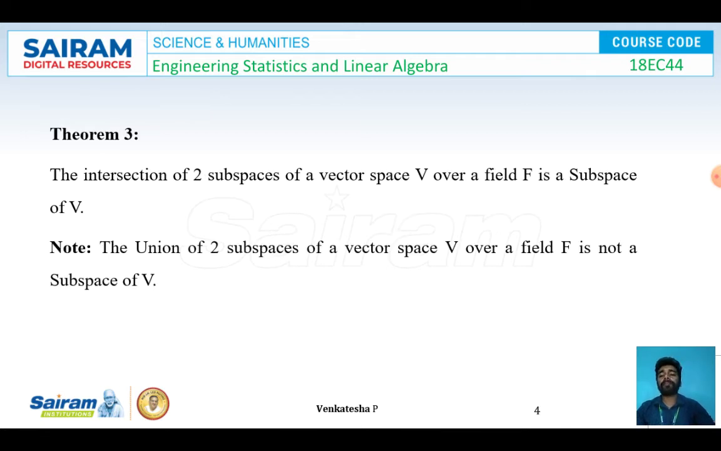Theorem number 3. The intersection of two subspaces of a vector space V over a field F is a subspace of V. For example, I am taking two subspaces S and T. The intersection S intersection T is also a subspace of the vector space V. A small note on this: the union of two subspaces of a vector space V over the field F is not a subspace of V.